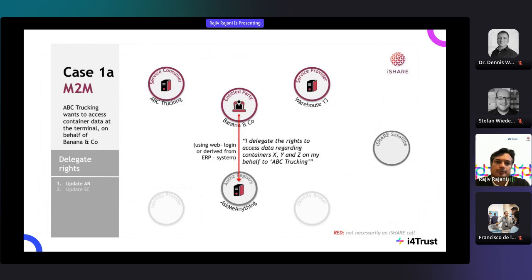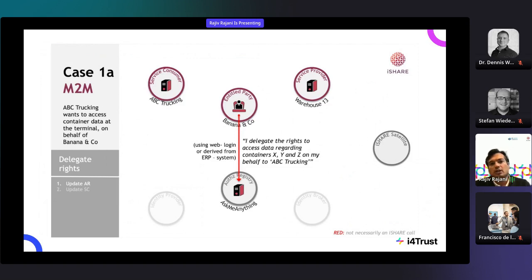But of course, when ABC Trucking wants to pick it up, it needs to know when it is expected at the warehouse, and various elements like its weight, its category of the content of that container, etc., so that it can take appropriate measures in order to pick up the container from the warehouse.